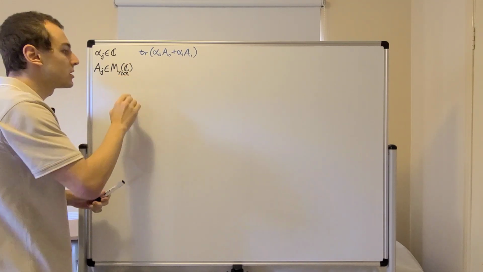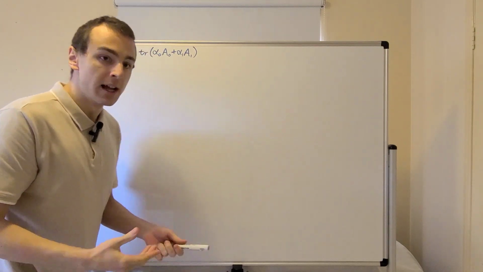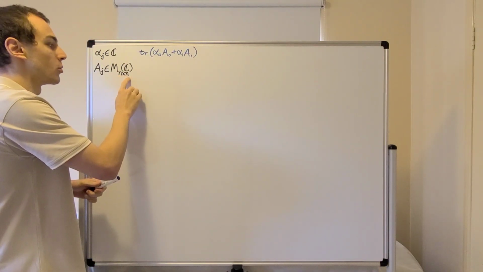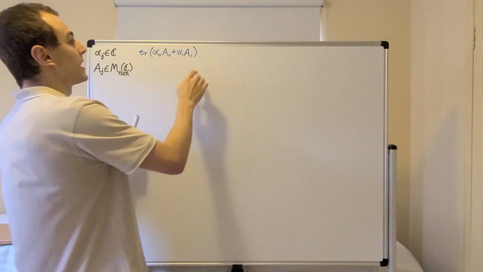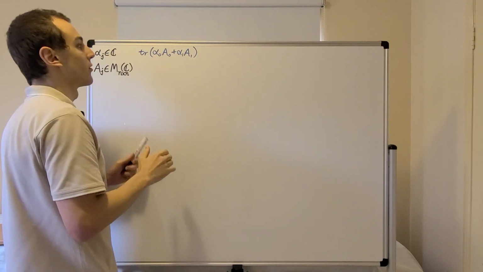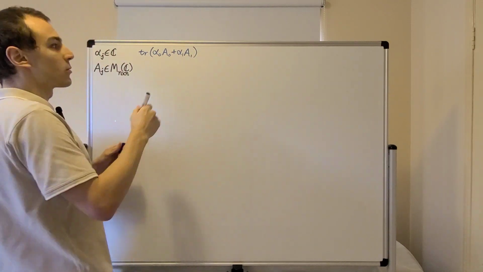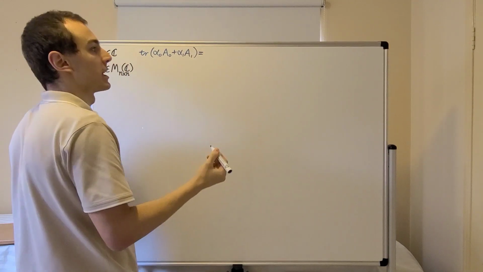So I'm writing n over here to keep it general. But if we were dealing with a qubit system, this would be 2 by 2. We would have 2 by 2 square matrices. Now, let's apply the trace to this linear combination of matrices.